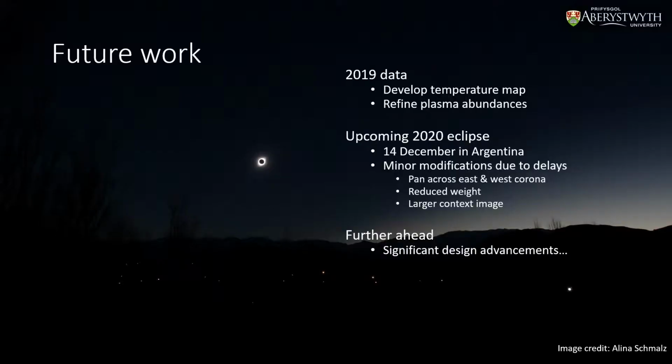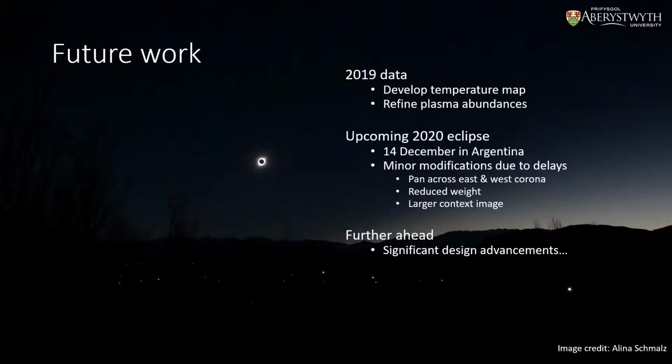So, future work. For now, I'm writing up the results you've just seen in more detail and developing a temperature map with some inferences about the iron ion abundances as well. In our upcoming eclipse, which I really hope is going to happen, please, Argentinian government, let us be essential. We'll have some minor improvements to our device, namely with automated tracking this time. We'll be able to pan across several solar radii to increase the overall scale of our spectra. And the context imager will cover a wider area as well. And most importantly, to me at least, it will be a bit lighter, so it won't hurt my back as much to carry it around across the world.